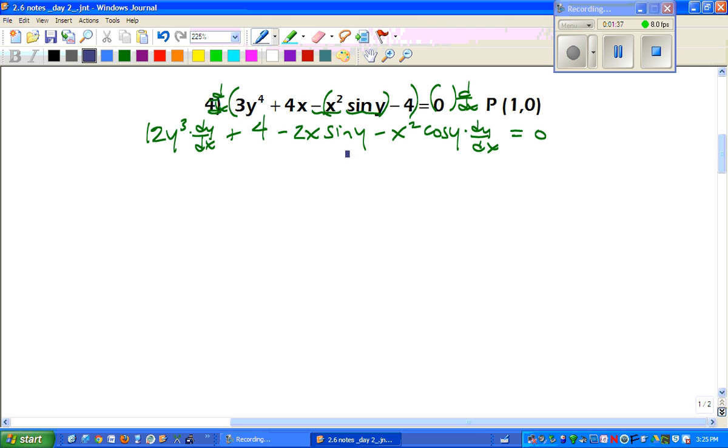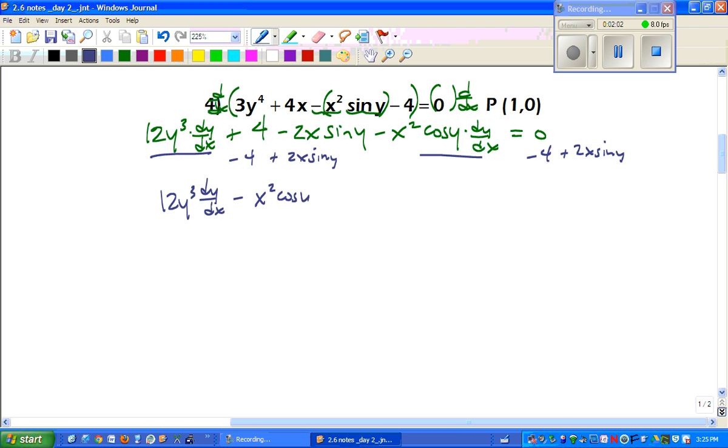Now, if we go ahead from here, we have two terms with dy/dx in them. The other two do not, so we're going to move those over to the other side. So I'm going to subtract 4, add 2x times sine of y to both sides. We end up with 12y cubed times dy/dx minus x squared times cosine of y dy/dx equals 2x times sine of y minus 4.